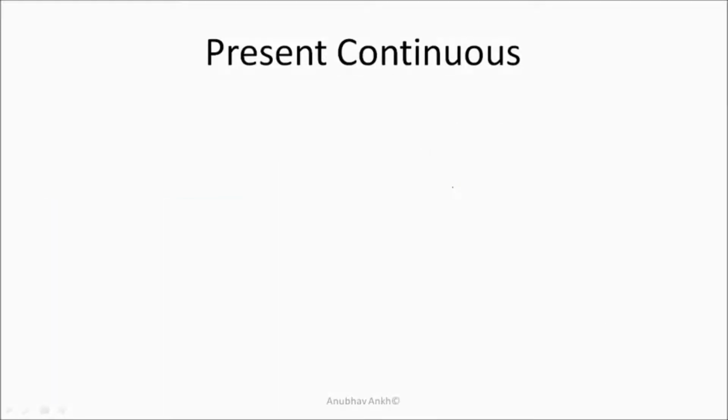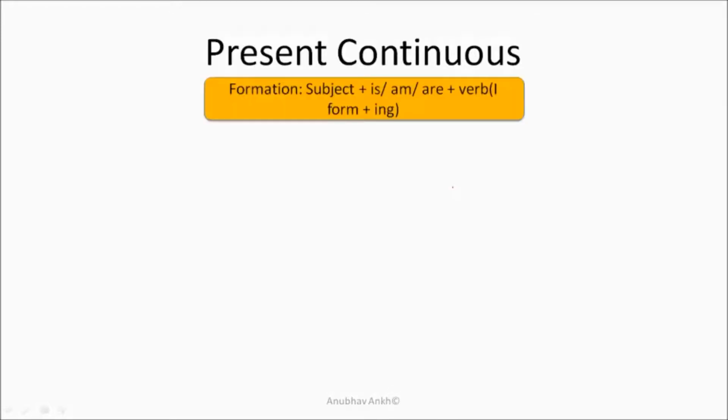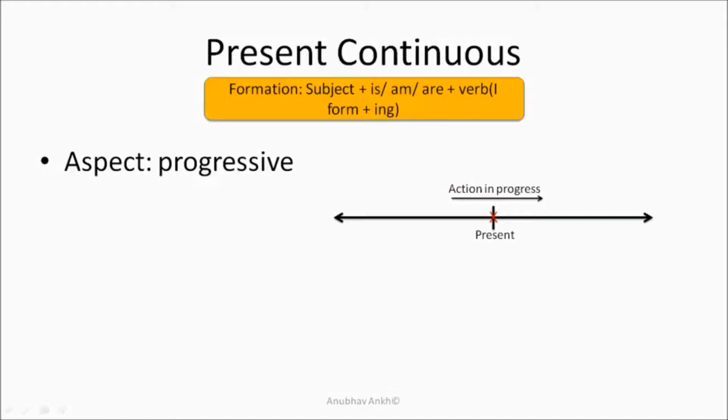Present continuous tense. What is present continuous? It's self-explanatory: continuous. The work is in continuity. How are the sentences formed? Subject plus is, am, are, based on what the subject is, plus the ing form of the verb. What is the aspect? Told you, the aspect is progressive. Okay, what does it represent? It represents action in progress.